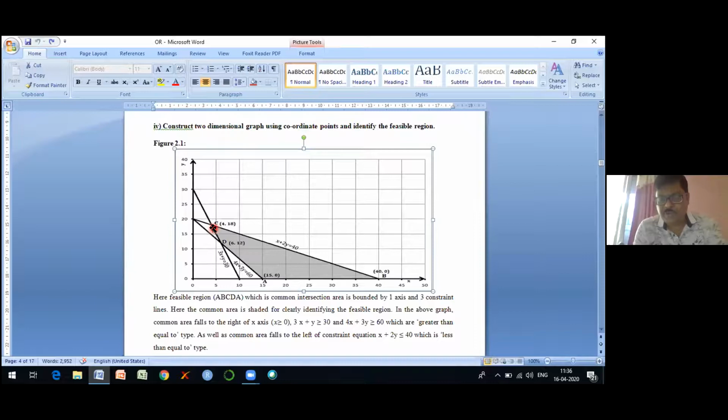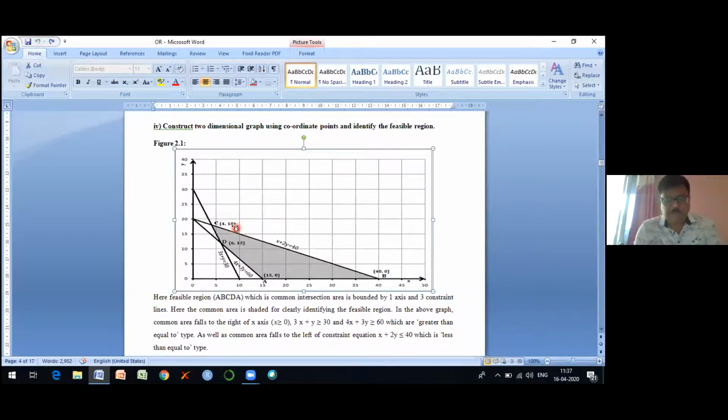So this is your task. You will simultaneously solve these 2 equations, 4x plus 3y equal to 60 and 3x plus y equal to 30. Then you will get the value of this intersection point D, and we have written here 6 and 12. In the same way, you will solve these 2 equations, x plus 2y equal to 40 and 3x plus y equal to 30. Then you will get the other intersection point's value, that is 4 and 18.